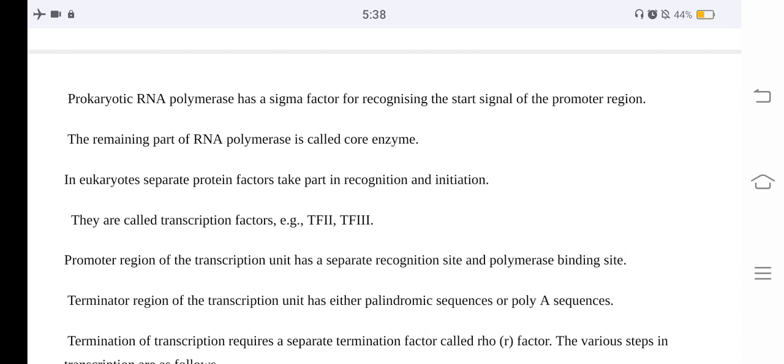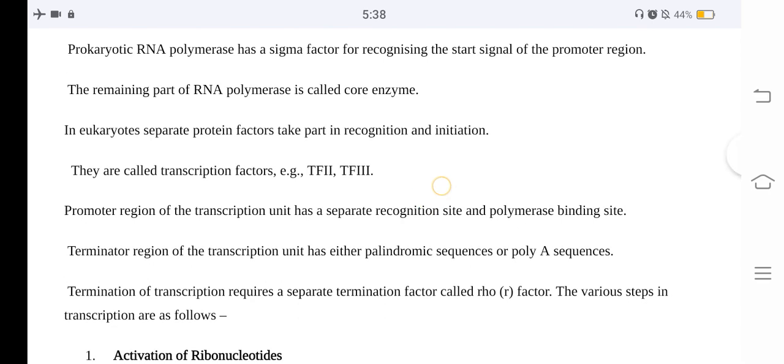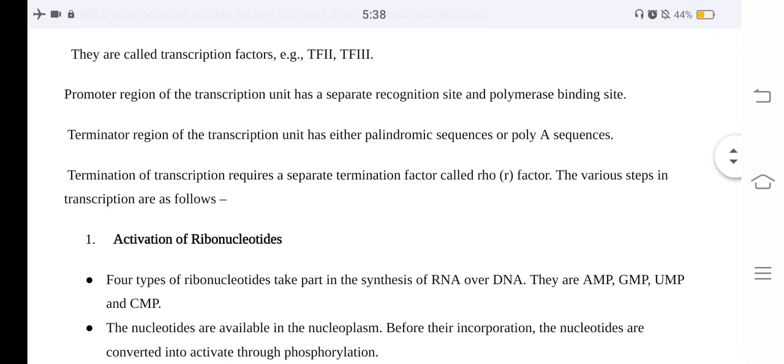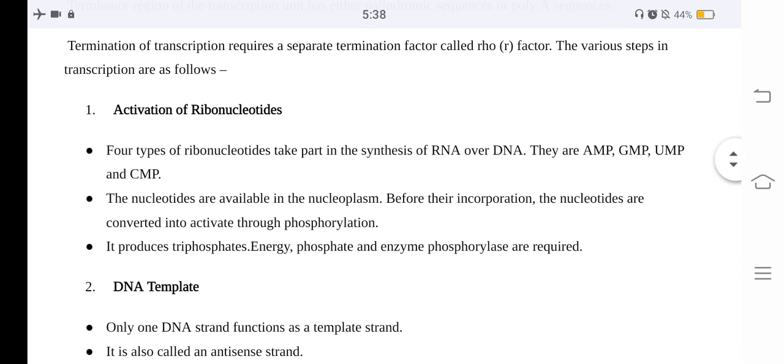In eukaryotes, separate protein factors take part in recognition and initiation. They are called transcription factors, TF2, TF3. The promoter region of the transcription unit has a separate recognition site and polymerase binding site. The terminator region of the transcription unit has either a palindromic sequence or a poly-A sequence. Termination of transcription requires a separate termination factor called Rho factor.